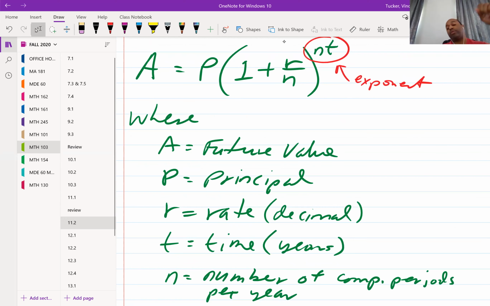And if you have any troubles with using your calculator, always feel free to get with me on that. There are videos, if you just YouTube your calculator. Most calculators have a YouTube video on how to use them. But of course, you don't have to go to that. You can always ask me. I'll do whatever I can to help you out.